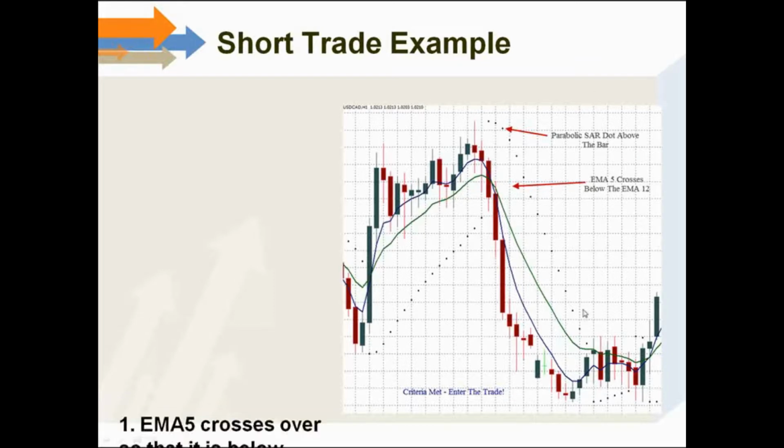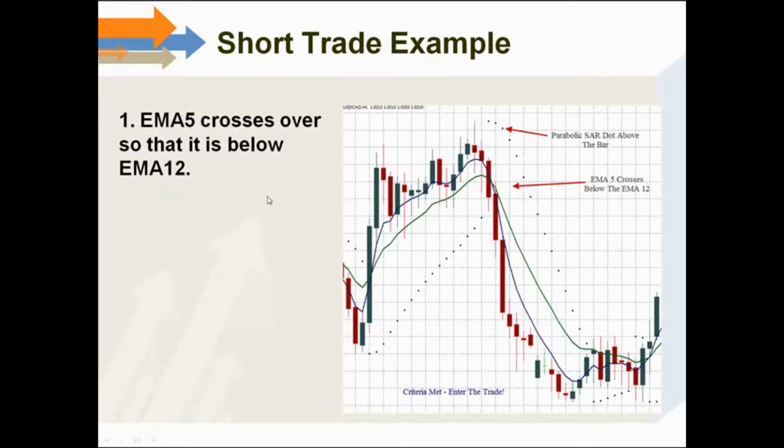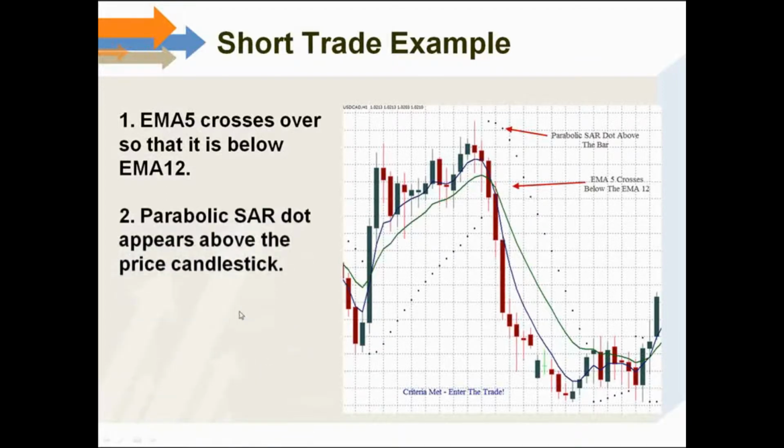So I've got a chart here. We're looking for two conditions to enter a trade. We need the EMA 5 to cross over so that it is below the EMA 12. And looking on this chart, the blue line has crossed under the green line, so that condition is met. And when that happens, we need the parabolic SAR dot to appear above the price candlestick. And just going up right above that point, the parabolic SAR dot is right there. So at that point, that's our indication to enter the trade.